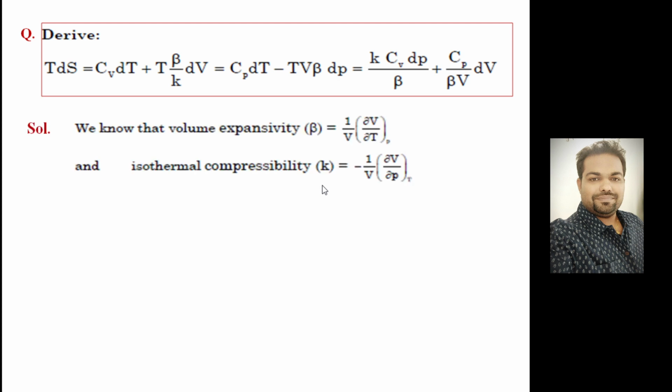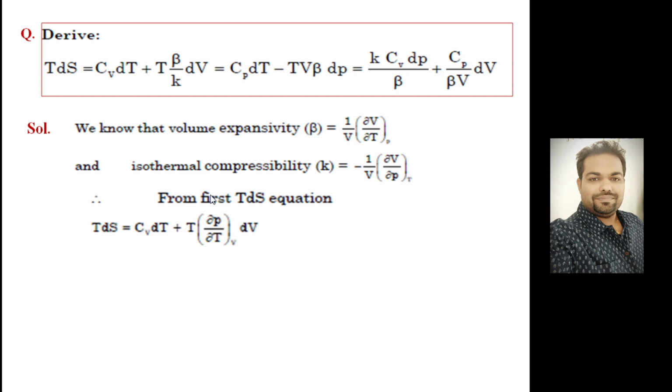We know that volume expansivity beta is given by 1 by V, dou V by dou T at constant pressure, and isothermal compressibility is minus 1 by V, dou V by dou P at constant temperature. These are the two basic coefficients expressed in the previous lecture. Now you have to develop an expression by connecting the two TDS equations, one for open system and one for closed system, and by rearranging terms, express the TDS equation in these three different forms.